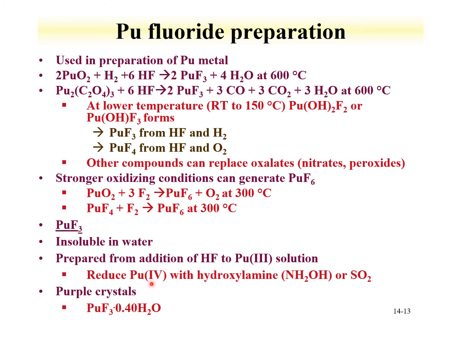So if you had a plutonium-4 solution in HF and you hit it with hydroxylamine, you can reduce the plutonium down to the 3, and one of the results of that would be a precipitation of the fluoride compound. Purple crystals are yielded that are slightly hydrated.